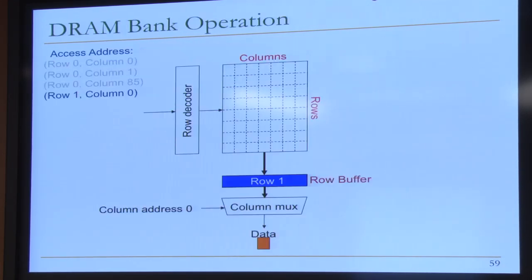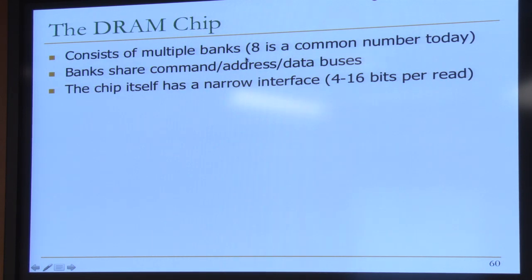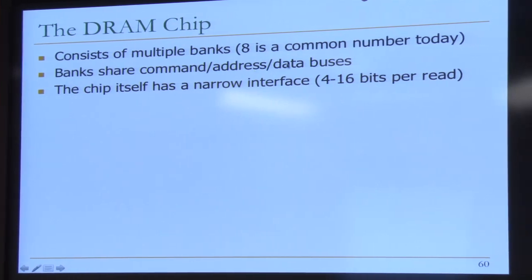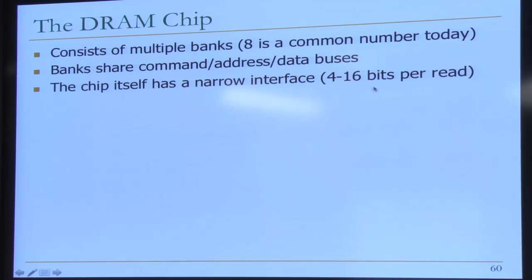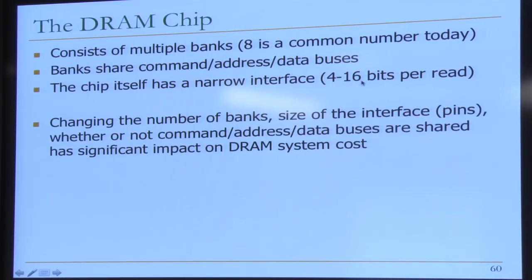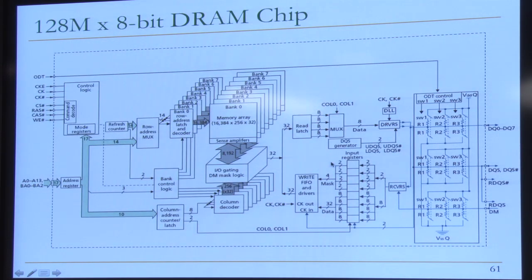Okay. So the DRAM chip. This is a single bank. Remember, a DRAM chip consists of multiple banks, and 8 is a common number today. Banks share command, address, and data buses. And the chip itself, as I told you before, has a narrow interface. You can read 4 or 16 bits of data. And changing the number of banks, the size of the interface, and whether or not command, address, and data buses are shared has significant impact on DRAM system costs, which we're not going to cover.